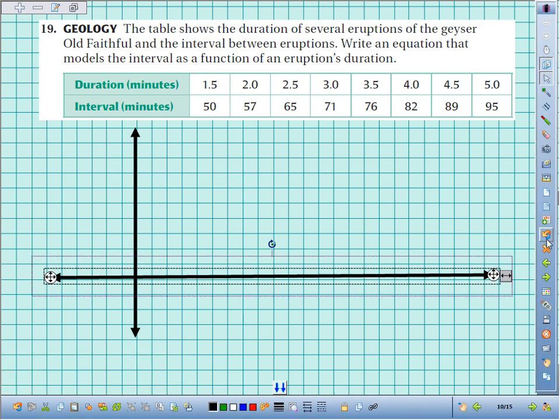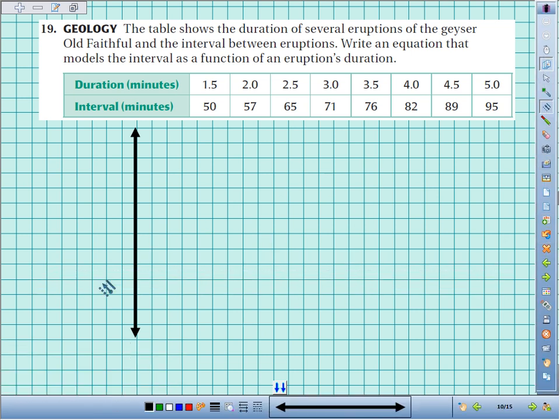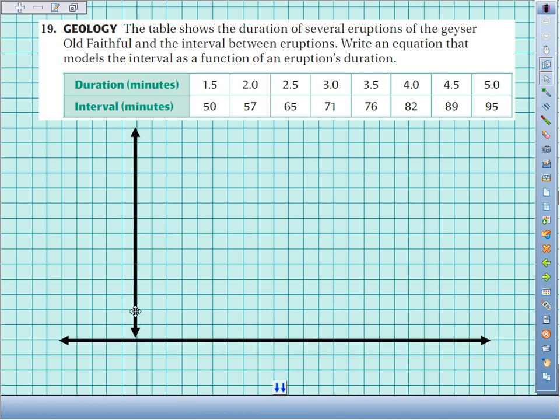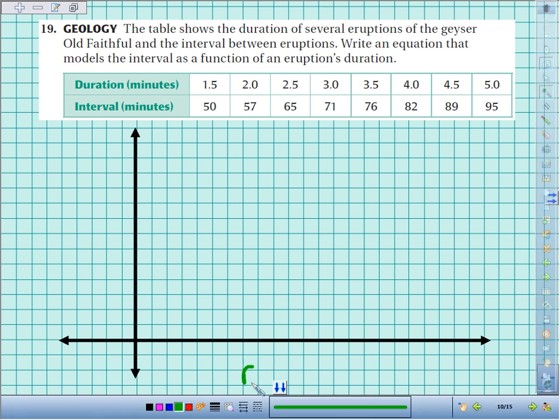Try to make that line a little straighter. And we always want to label our axes in a real-world situation. So duration in minutes, that would be how long Old Faithful explodes for. And interval in minutes, that's how long until the next eruption.